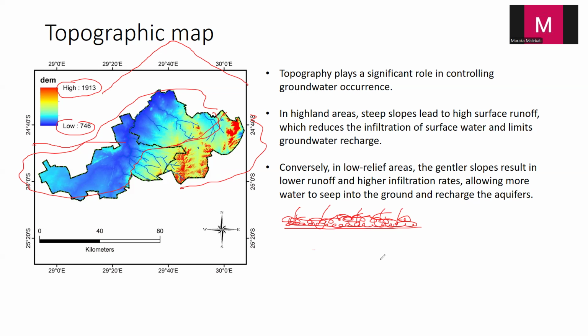Because now, if we've got high slopes, for example, if we were to pour water here, it will flow. We're going to have the runoff, and we know the runoff does not promote infiltration. So we're going to have less infiltration. If we've got less infiltration, we're going to have less groundwater occurrence.